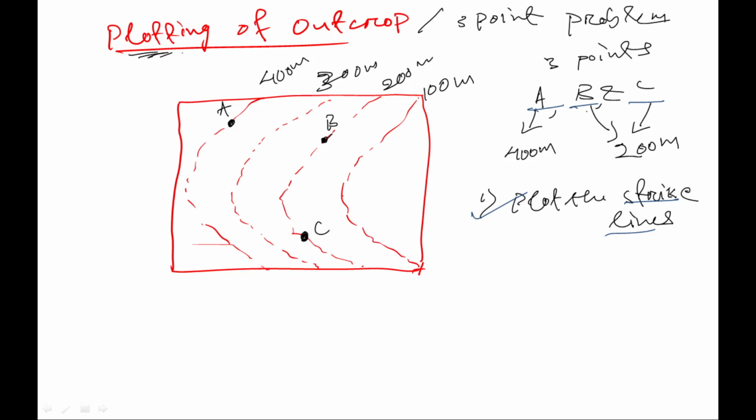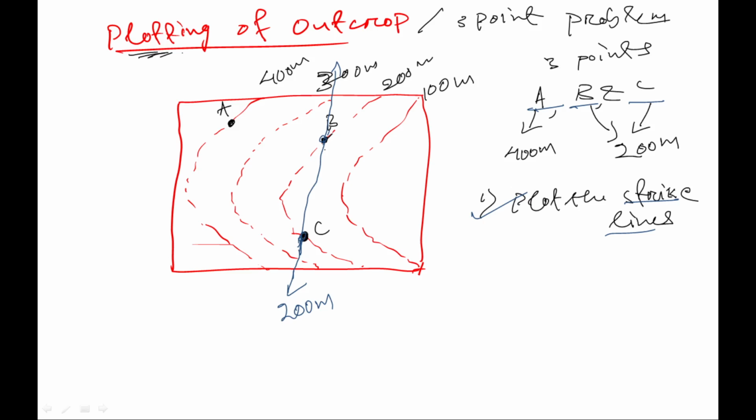So I have to find two points which are of equal elevation. B and C are 2 points of equal elevation, that is, they are present on the same contour. So I have to join B and C with a straight line. This is a strike line, right? Its value is 200 meter.